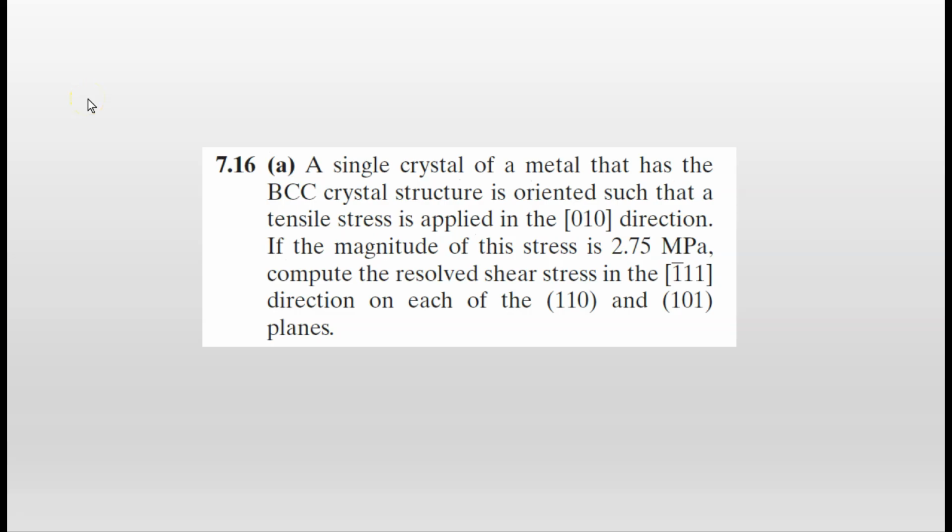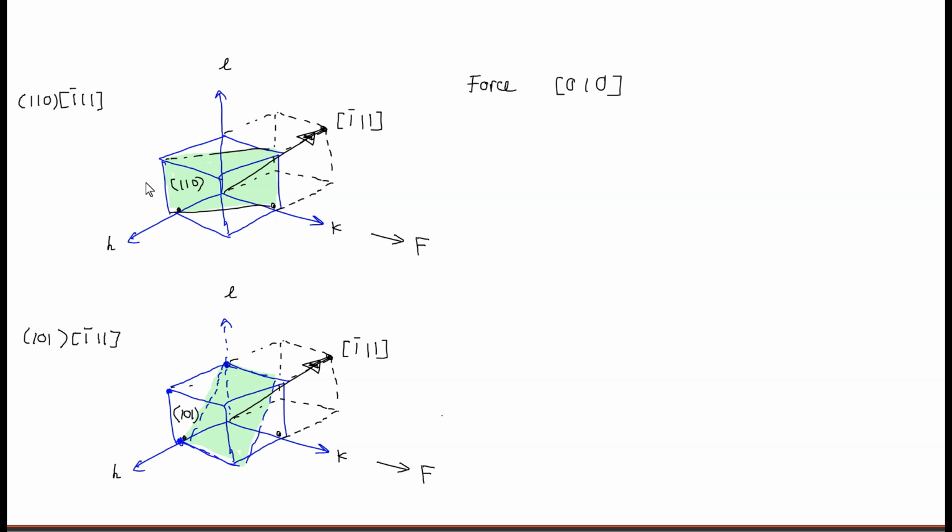So I've drawn out the situations in these diagrams. I've drawn the unit cell in blue and indicated the [1̄11] direction. So that is going backwards here. So we're going minus 1 in H, plus 1 in K, and plus 1 in L. The force direction is in the 010, so that's along the K direction. So lambda is this angle, and it's the same for both.